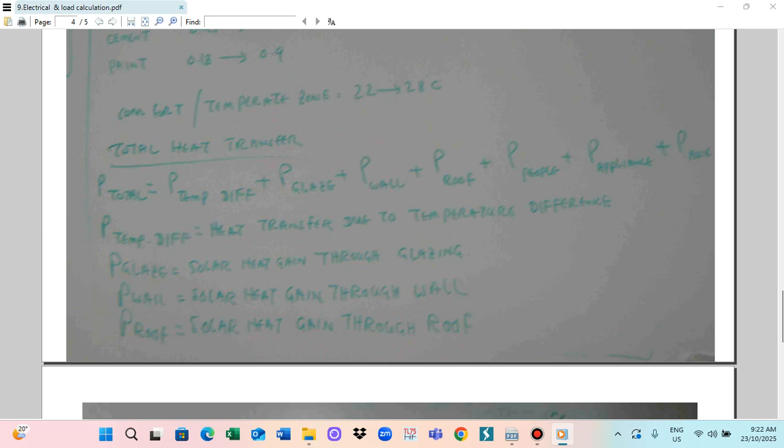Based on the total heat transfer, we can then determine the size of the air conditioner and the size of the heater, and then we can calculate the required electrical power.